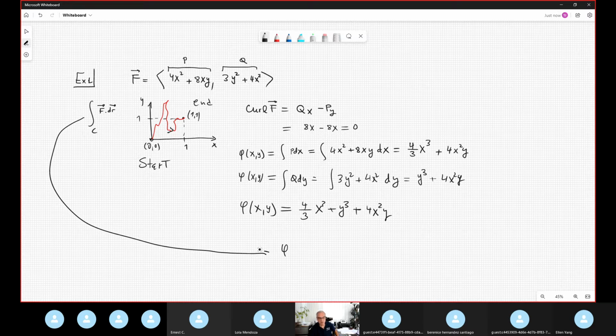So we evaluate phi at (1,1) minus phi at (0,0). At (0,0) it is obviously 0. At (1,1), you plug it in, and the answer is 19 over 3. Boom. Kindergarten arithmetic. Any question?